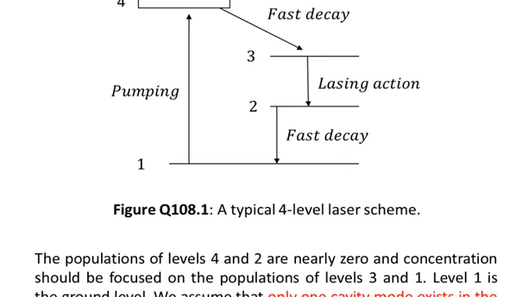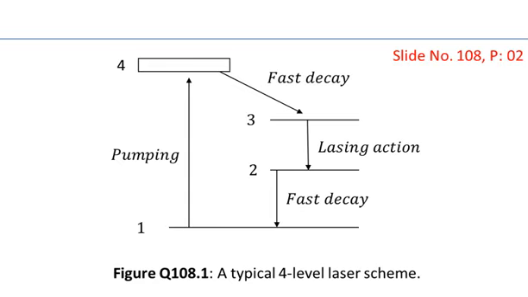So the scheme is shown in the figure over here. That is, in figure number 1, we have a typical scheme for a four-level laser system. You can see that the pumping is done from level number 1 to level number 4. Level number 4 is a fast decaying level with a population nearly zero at all times. So it decays to level number 3, the upper laser level. Level 3 could be a single level or a band of levels coupled together. Then from level number 3 to level number 2, lasing action will occur.